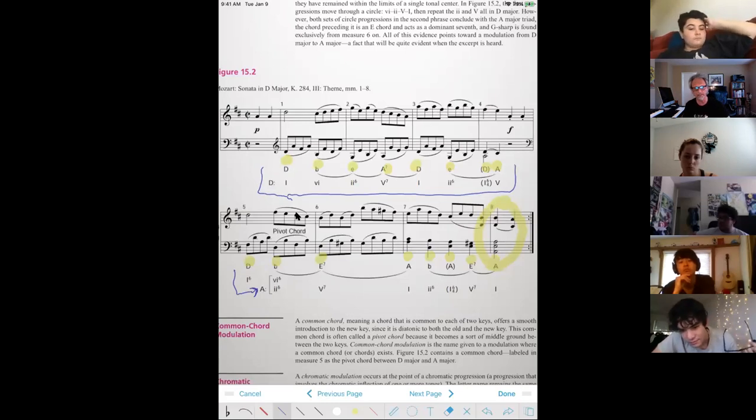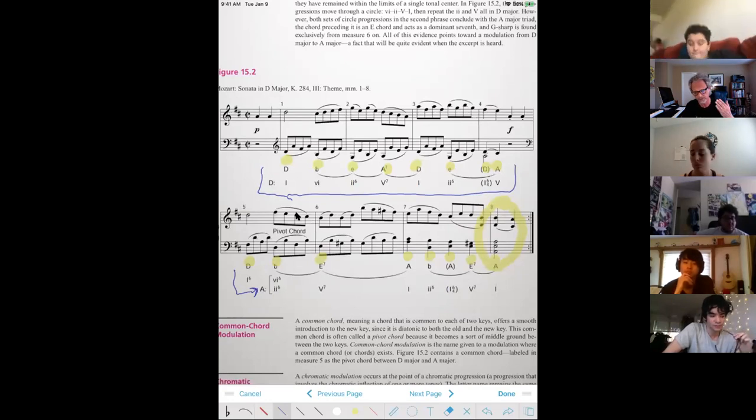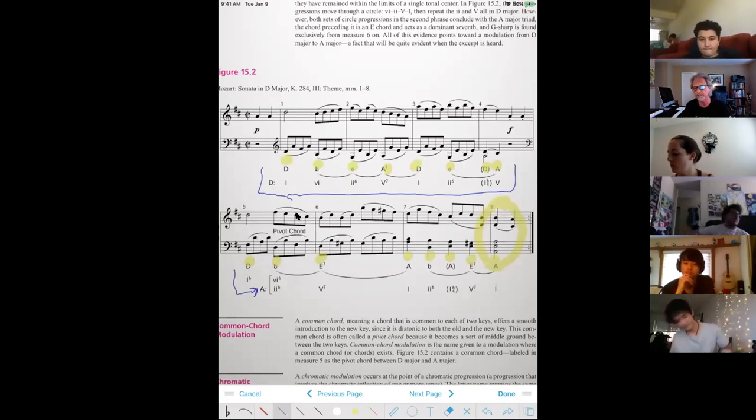At that point, this analysis says I'm in the key of D and I modulated to the key of A via a pivot chord. And when you use a pivot chord, everybody, it's called a common chord modulation. You're using a modulation that is using the same chord in both keys as a pivot.